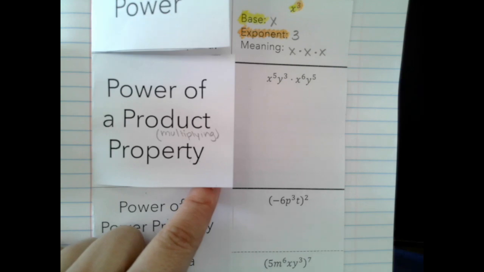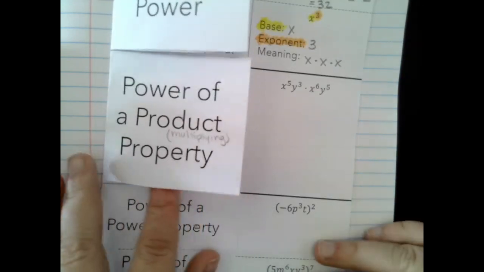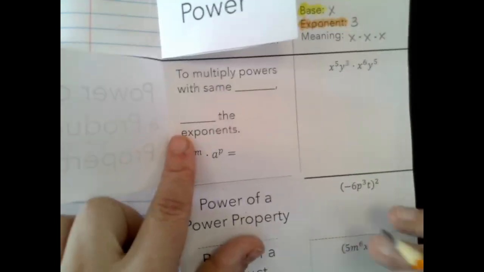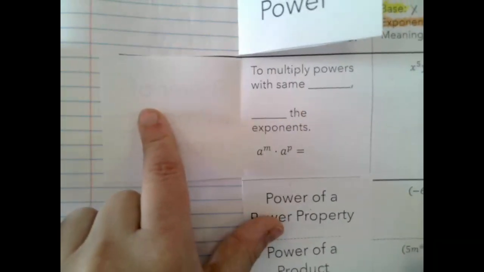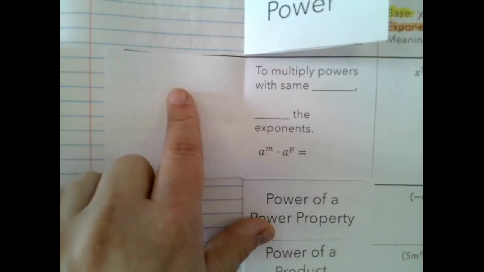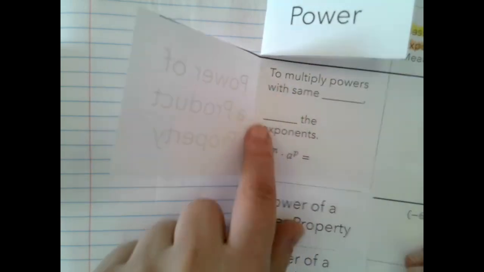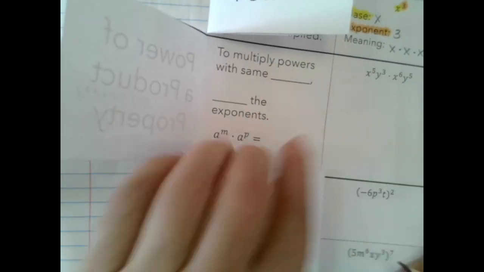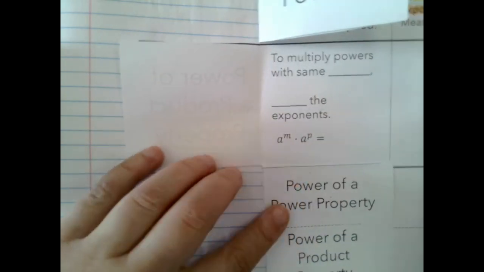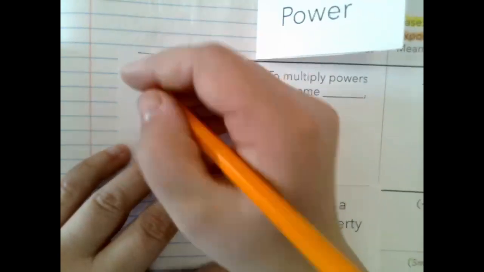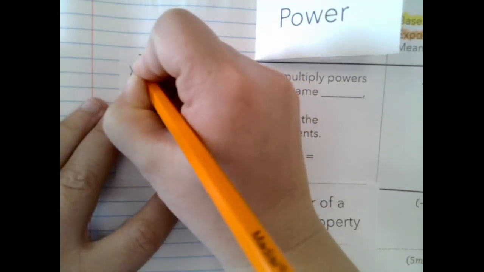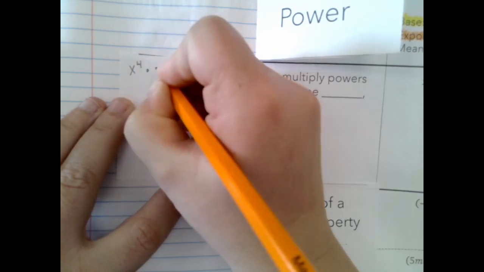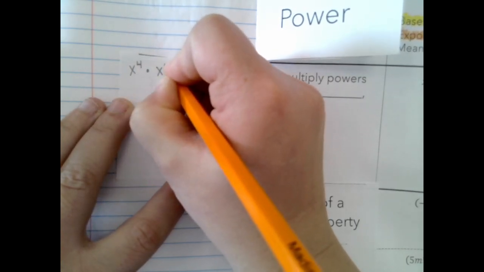All right, before we start, we're going to actually do a quick example here. So I'm going to do it on the flap, the example, because this is when we're going to start with like an easy example. We're going to summarize what the property tells us to do, and then we'll do it kind of with a harder example. Okay. So if I have x to the 4th power times x to the 6th power.